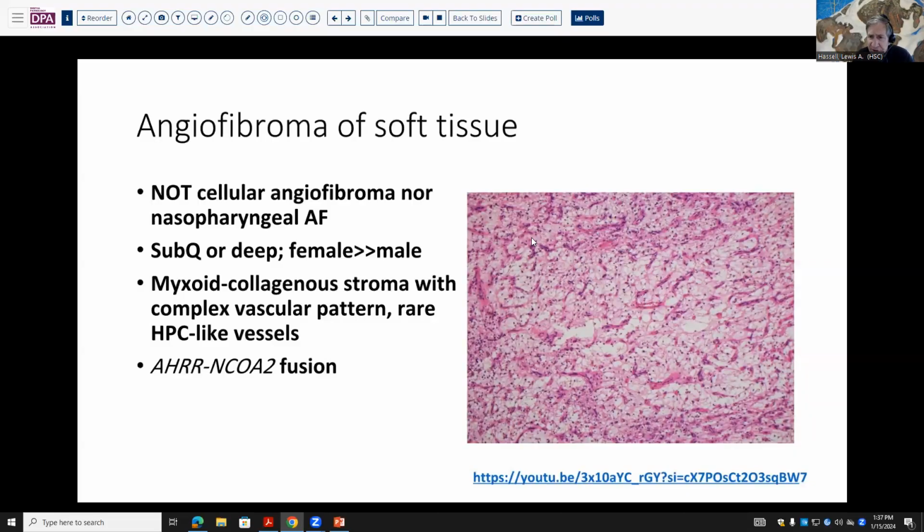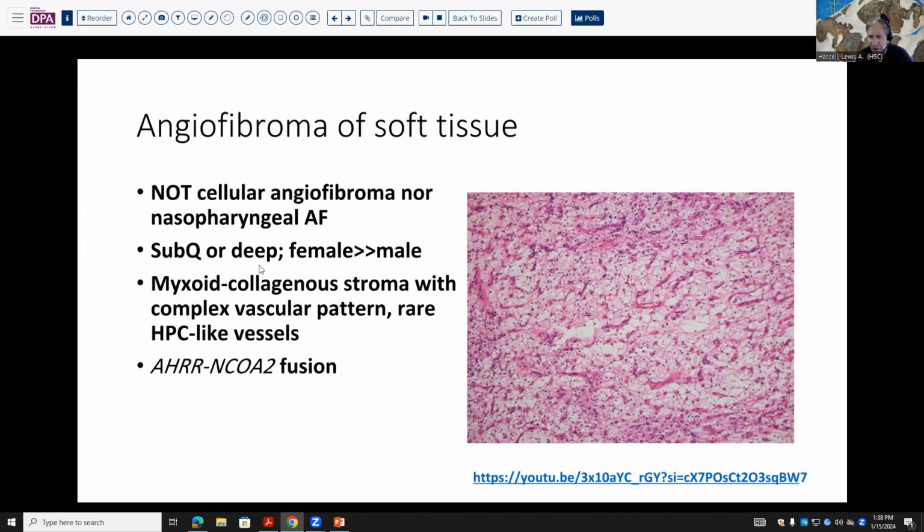So our next lesion is the angiofibroma of soft tissue. This is not the same thing as the cellular angiofibroma, the GYN tract, nor the same thing as nasopharyngeal angiofibroma, which are similar in name, but not the same lesion. I was unable to find a really good slide for this. However, my colleague Jared Gardner has given a nice little digital slide example in one of his videos here, so I'd refer you to that.